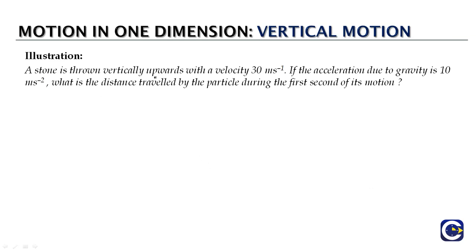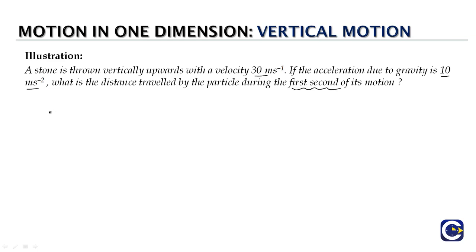A stone is thrown vertically upwards with a velocity of 30 meters per second. If the acceleration due to gravity is 10 meters per second square, which means in this problem we can take g equal to 10 meters per second square, what is the distance traveled by the particle during the first second of its motion? Now, whenever they talk about the distance in case of straight line motion, we need to be careful whether there is a change in the direction of motion or not. So they're talking about the first second of its motion.